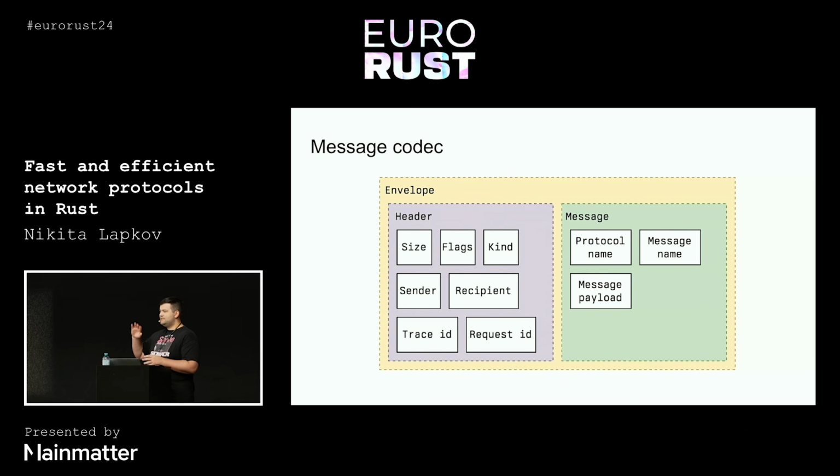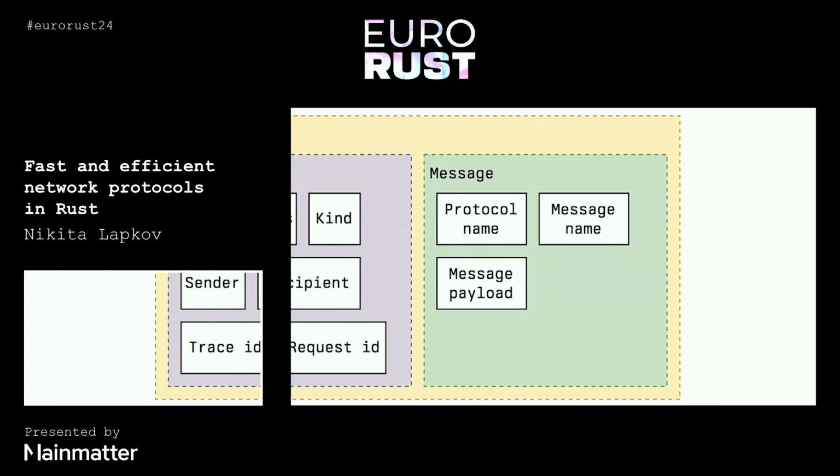We have size, flags, kind of message, all this kind of stuff. This is internal Elfo information. We also have a sender and a recipient in the header. Each actor in Elfo has an address.